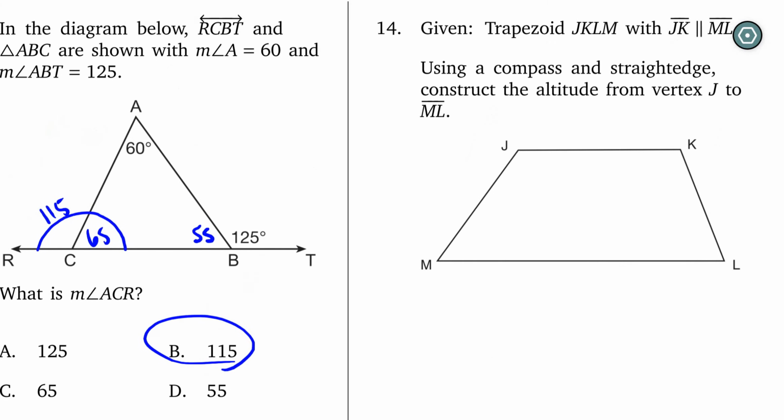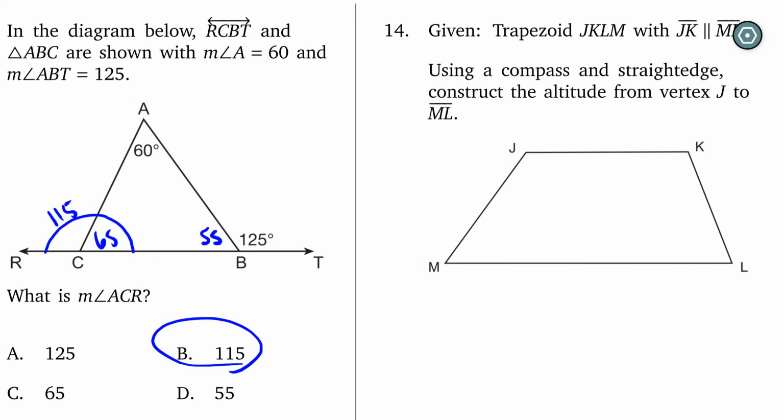Almost done. The construction. So to do this construction, and I'm just going to kind of freehand sketch it here, so don't make fun of my sketch here. I'm going to start by putting the point of my compass in at J, and I'm going to make an arc, the distance between J and more than a distance to ML. It's going to look something like this.